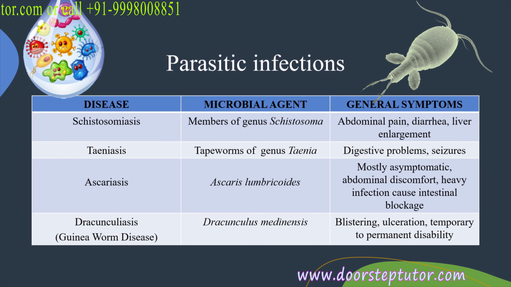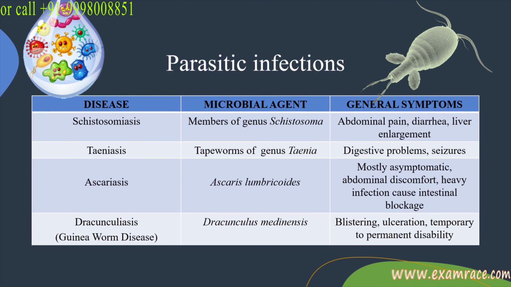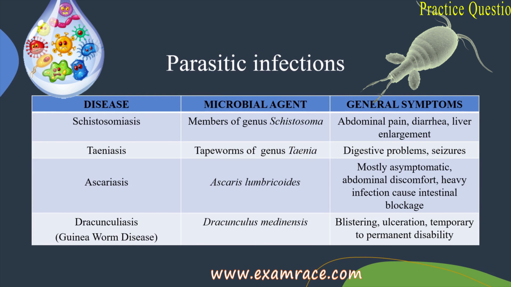And finally, we have something called dracunculiasis, which is caused by Dracunculus medinensis. The general symptoms are blistering, ulceration, temporary or permanent disability. It kind of makes a nest in your feet, and when the organism comes out of your legs, it causes such blistering and ulceration. So these are not very common diseases, but yes, they do happen, and it happens due to contaminated water.